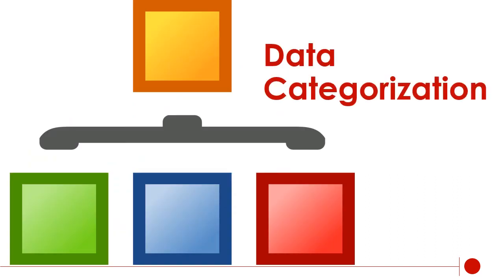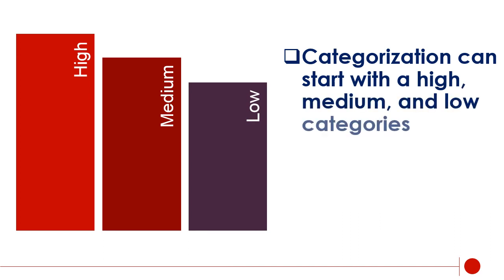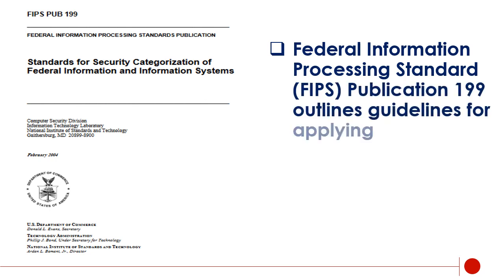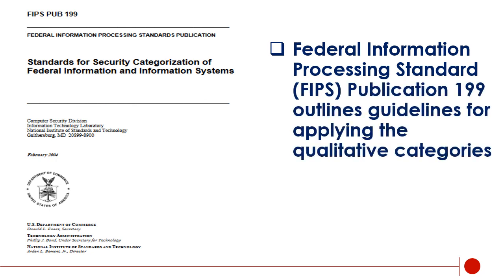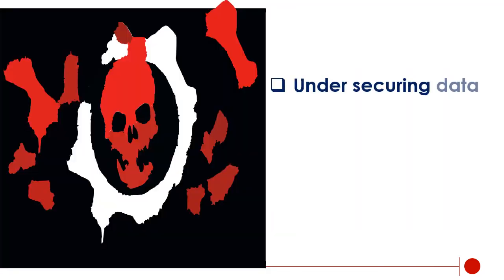Data categorization. Categorization can start with high, medium, and low categories. Federal Information Processing Standard (FIPS), Publication 199 outlines guidelines for applying the qualitative categories. Over-securing data is a waste of resources. Under-securing data presents risk.